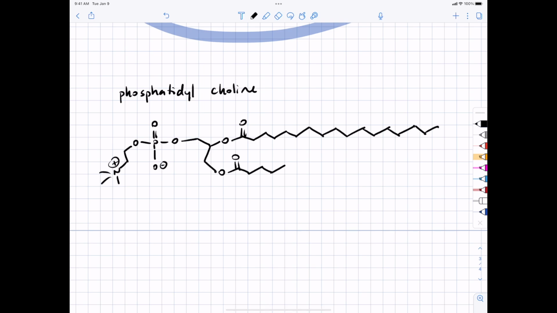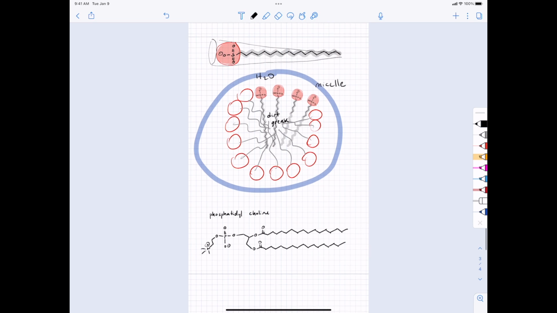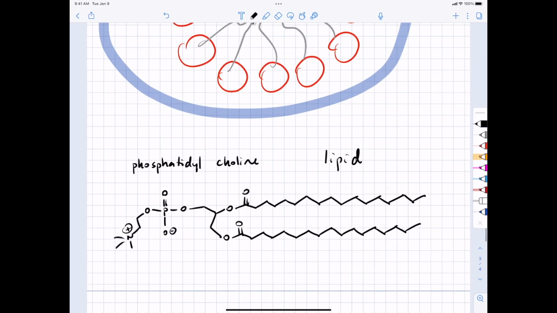I want you to think about the difference in shape between what we've just drawn here versus the molecule of soap, which is sometimes called a surfactant. This is a surfactant up top. This is a lipid below. And I want you to think about the consequences of shape for this molecule versus that one. We'll need a couple more minutes next time on this subject.